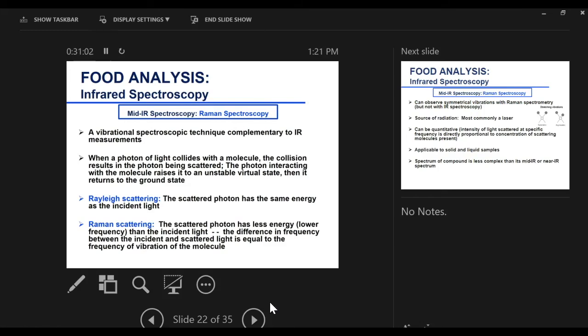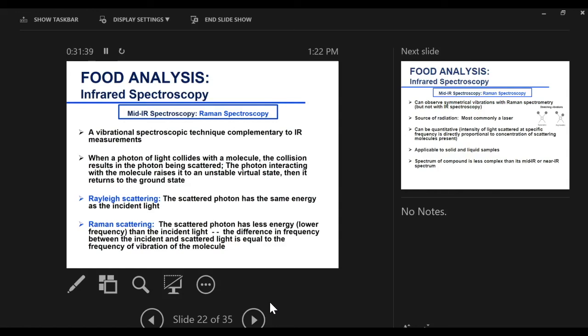So what is Raman spectroscopy? It's really based on scattering of a photon of light. We have what is known as Rayleigh scattering and then Raman scattering. Rayleigh scattering is when light hits a sample, a molecule, and the molecule gets excited, and then when it gets back to the ground state, it releases a photon of the exact same energy. And that gets scattered, and that's what Rayleigh scattering is.